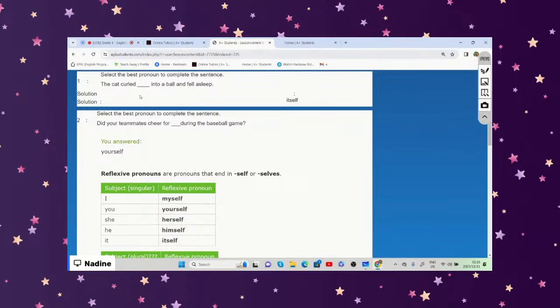All right, so if we look at that sentence, remember cats: if we refer to an animal, then we say itself. So the cat curled itself into a ball and fell asleep, right?